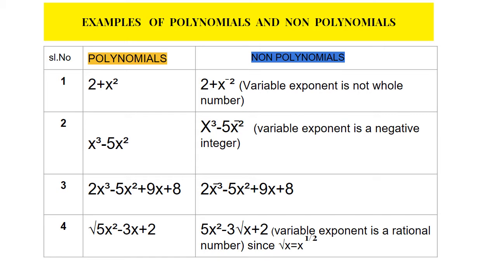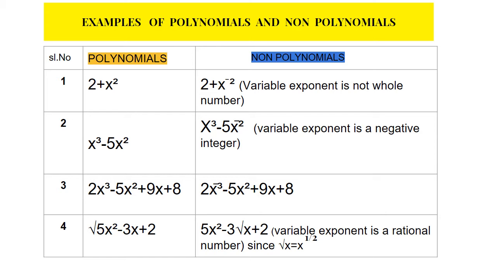Now 2x to the power of minus 3, minus 5x square plus 9x plus 8. Here the first term has a variable whose exponent is negative, so it is a non-polynomial. Now observe here, root 5 x square minus 3x plus 2 is a polynomial, because every variable has an exponent that is a non-negative integer. Now observe here, 5x square minus 3 root 3x plus 2 is a non-polynomial. Why is this called a non-polynomial? Here the variable exponent is a rational number.